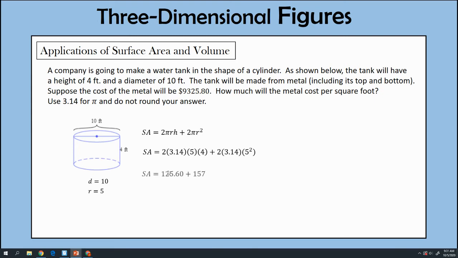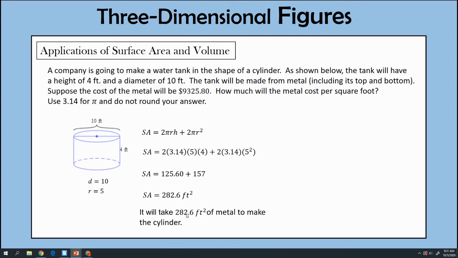Okay. Now it's a calculator exercise. Make sure we're multiplying it all out. Notice in the instructions it said don't round. Use 3.14 for pi and don't round. So here's our unrounded answer right here. The surface area for this container is 282.6 square feet.